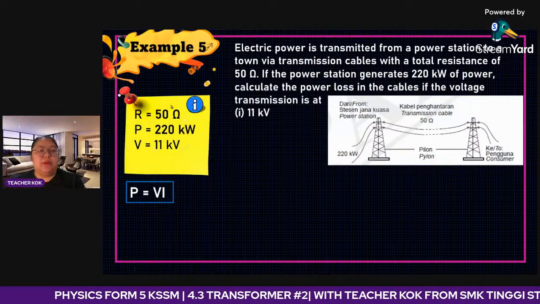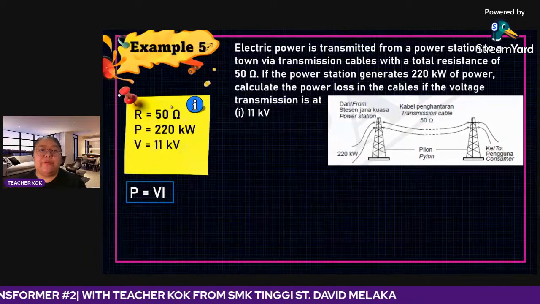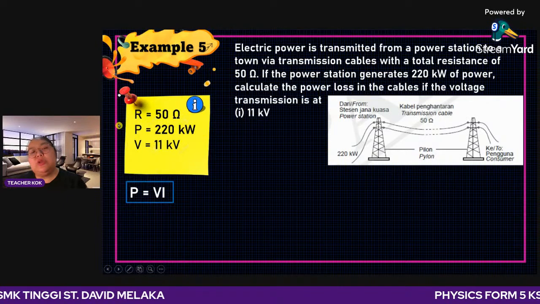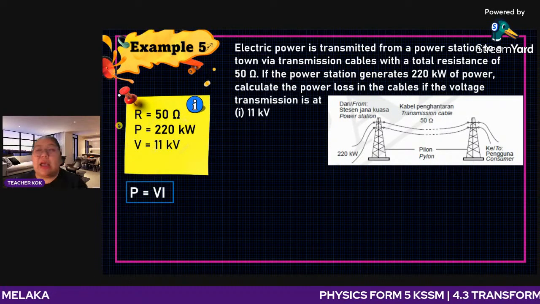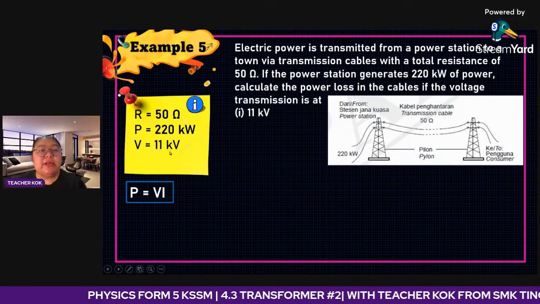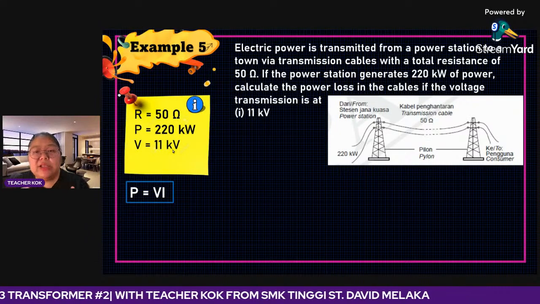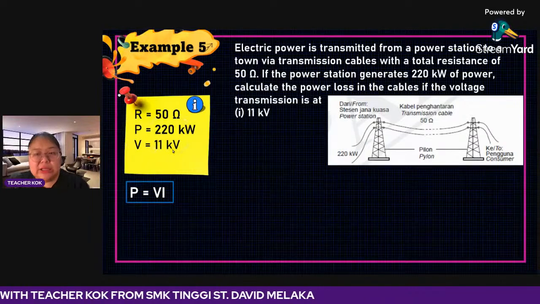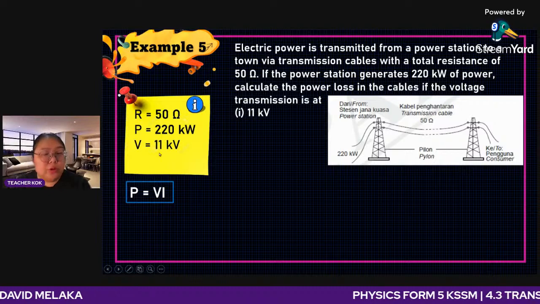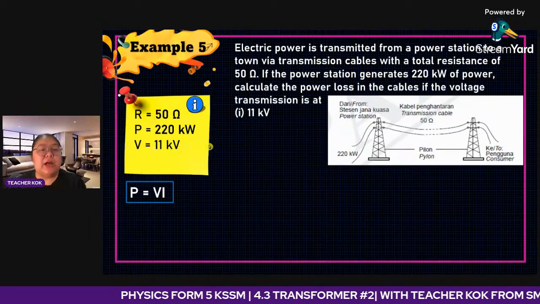From here, you need to calculate the power loss. That means you need to find the current. They never provide the current, but they told you the voltage is 11 kilovolt. That means the transformer at the start increased it to 11 kilovolt. So from here you have power, voltage, and resistance, but you don't have current. So we find the current first.